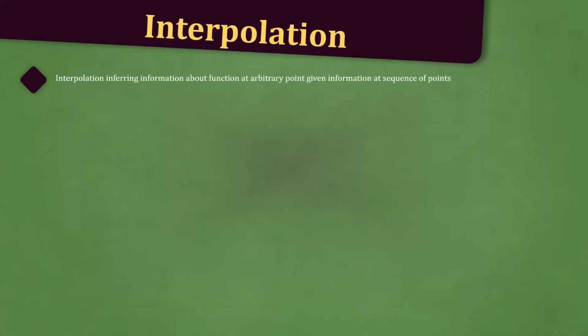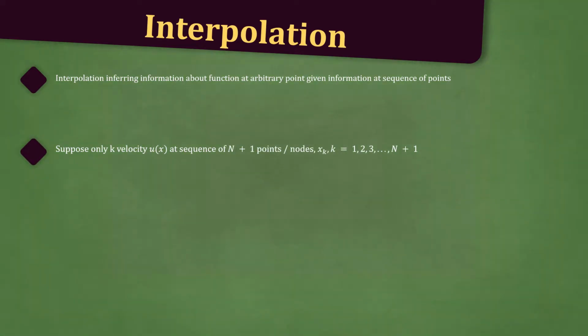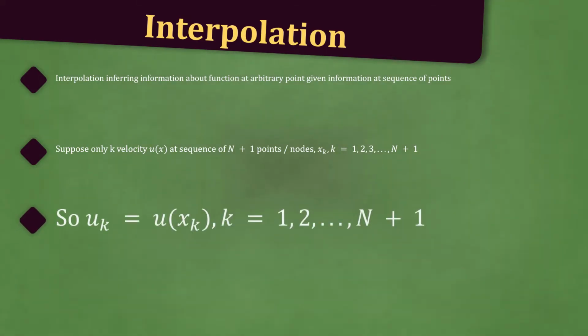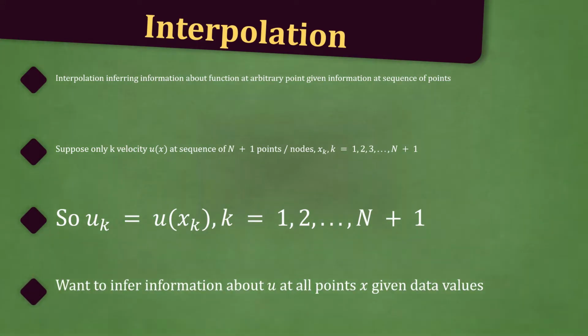Then, let's define interpolation. Interpolation is inferring information about a function at an arbitrary point given information at a sequence of points. Let us suppose then that we only know the velocity u(x) at a sequence of n+1 points, also called nodes, xk, where k goes from 1 to n+1. That is, we know uk, where uk is equal to u(xk) for k going from 1 to n+1. We want to infer information about u at all x points given the initial data values.